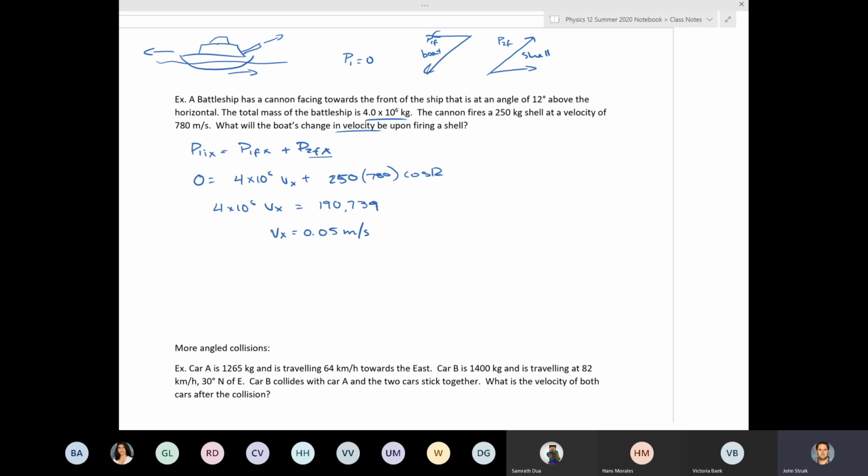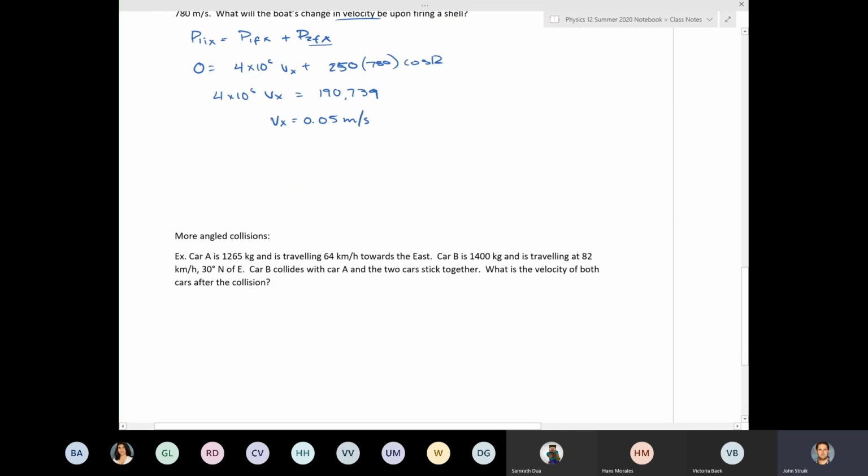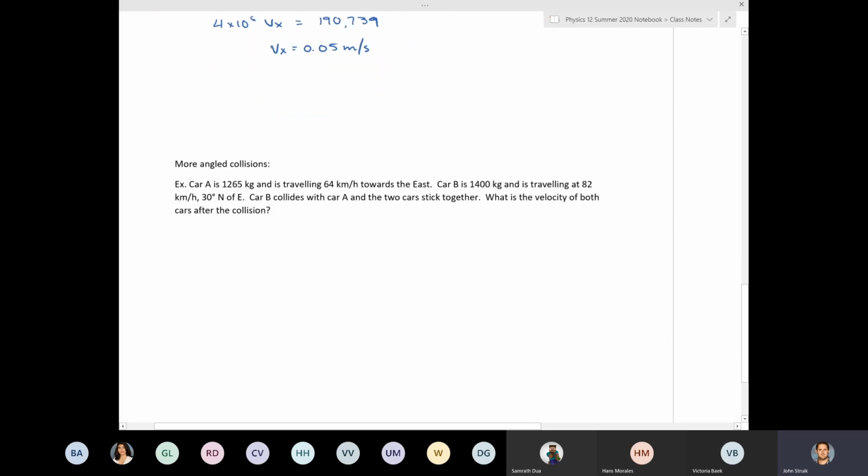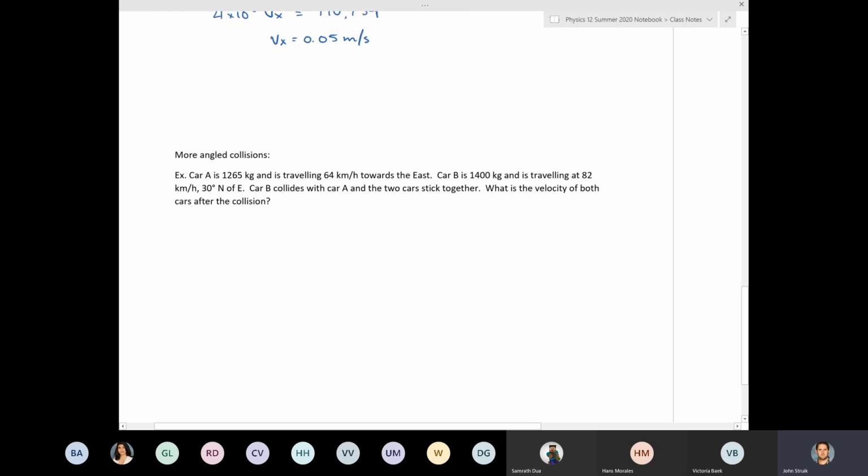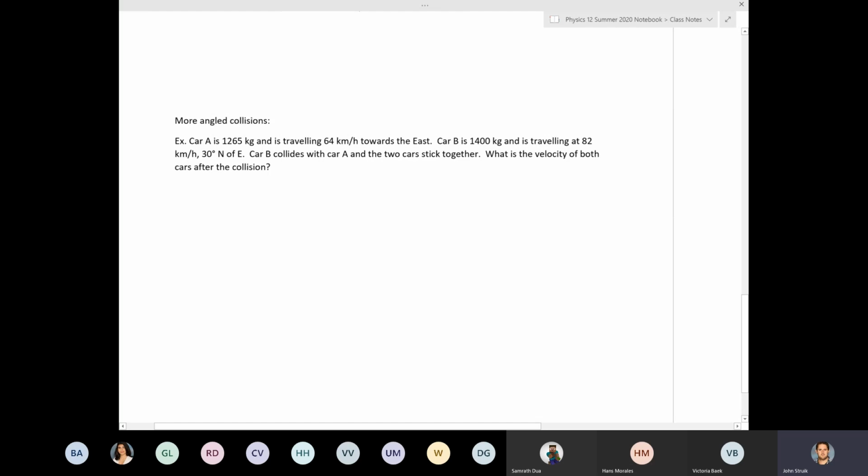Hopefully there's no questions. I'm not seeing anything in the chat. Okay, last example, and this is an angled collision, but it's an inelastic one. So car A is 1,265 kilograms and is traveling 64 kilometers an hour towards the east. They're sticking together, so we have P1I plus P2I equals PF. The first car is going to the east. The second car is going north of east. So it's going to look like this. There's our first car.